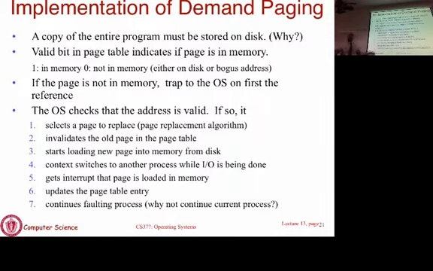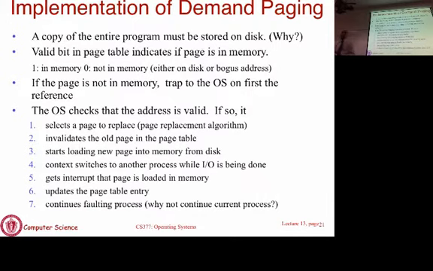While that is done, you context switch to some other process and execute it. Many processes get executed. Once you have brought the page in, when the disk I/O finishes, the interrupt is done. Then you update the page table entry and continue the faulting process. So this is all the steps you have to do. This is how you handle a page fault. This is what happens when the page fault trap occurs in the OS.